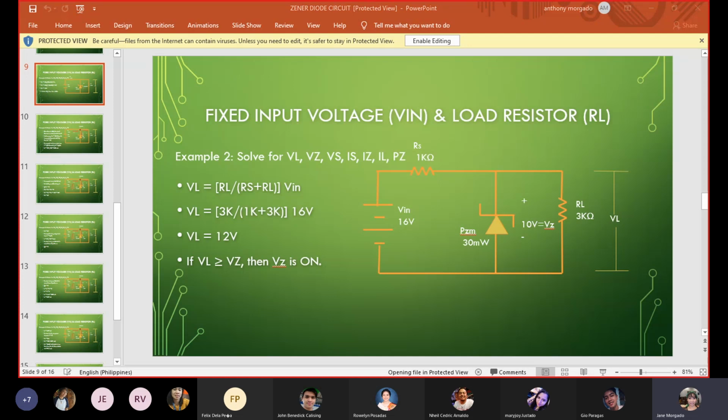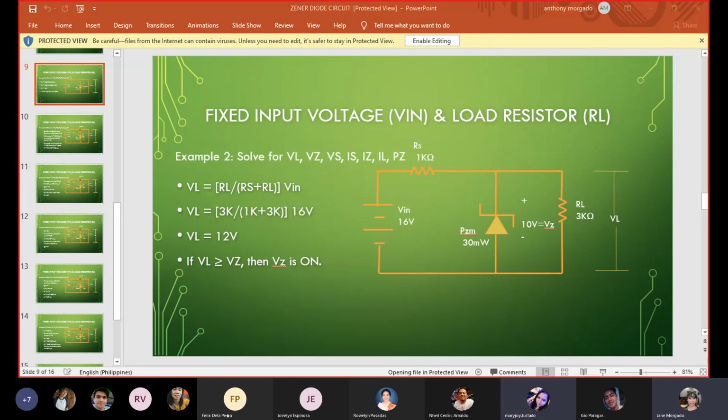Since now we're able to determine that Zener diode is on with Zener voltage of 10 volts, therefore the voltage across RL is now equal to VZ, or 10 volts. Okay? Kasi kung 10 volts to, dapat 10 volts din siya. Bakit?